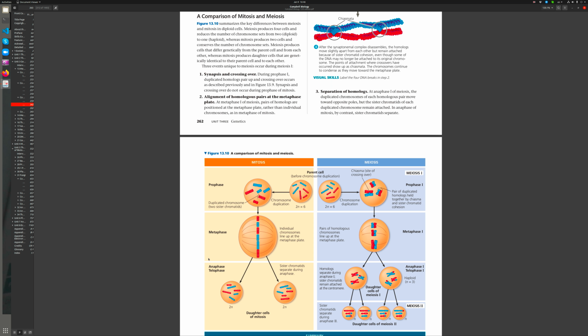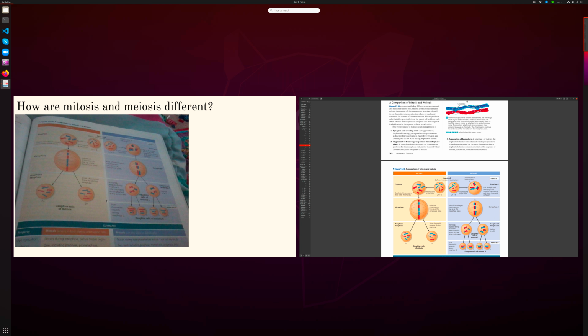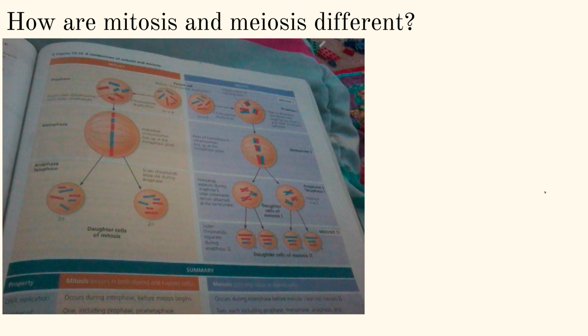And then we have the pair of duplicated homologs that are held together by chiasmata and the sister chromatid cohesion. And then the pairs of homologs line up at the metaphase plate. And then the homologs separate and the cells are haploid. But the sister chromatids are attached at the centromere. And then in anaphase 2, finally we have the separation of the sister chromatids. That's just the beginning of the answer.